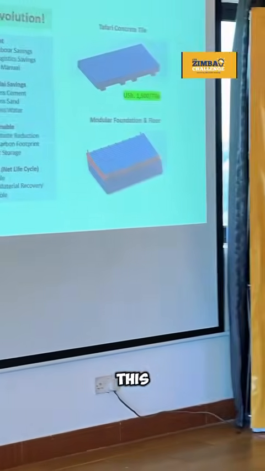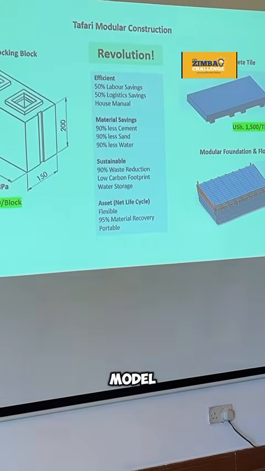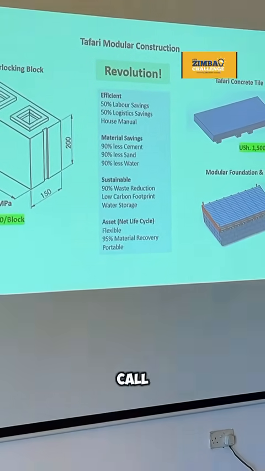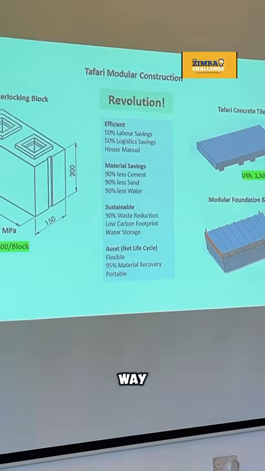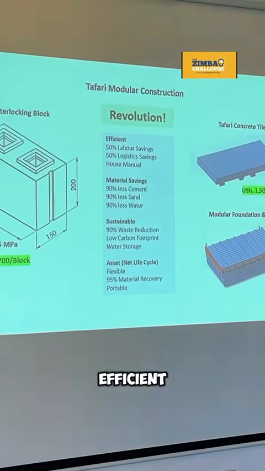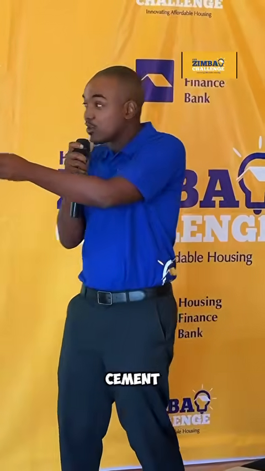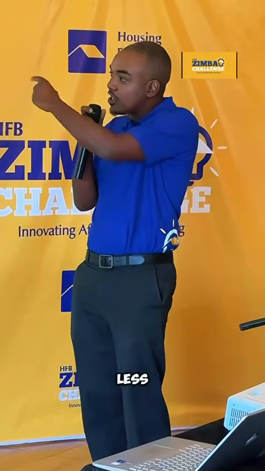Now, how do we solve this with the Tafari construction model, modular construction? This is a revolution. And why do I call it a revolution? We have to stop building the way we build. With this, it's more efficient. 50% labor savings, 50% logistics savings, because we're saving on all the materials. Over 90% material savings. We save over 90% of cement, which translates to savings on sand and less water.